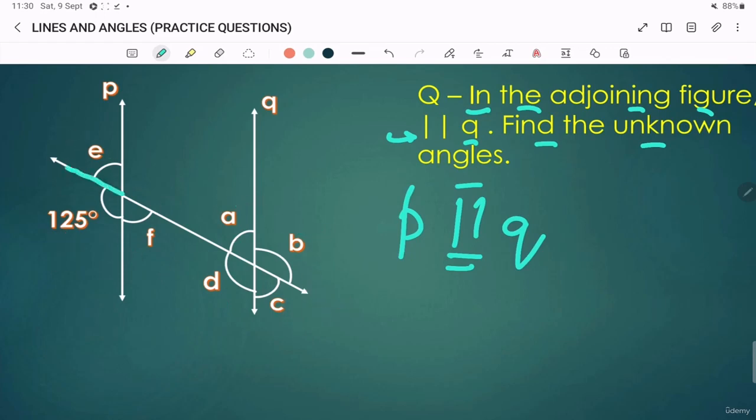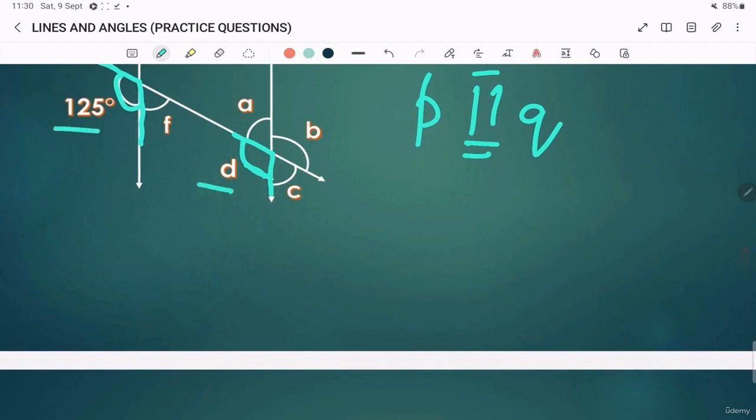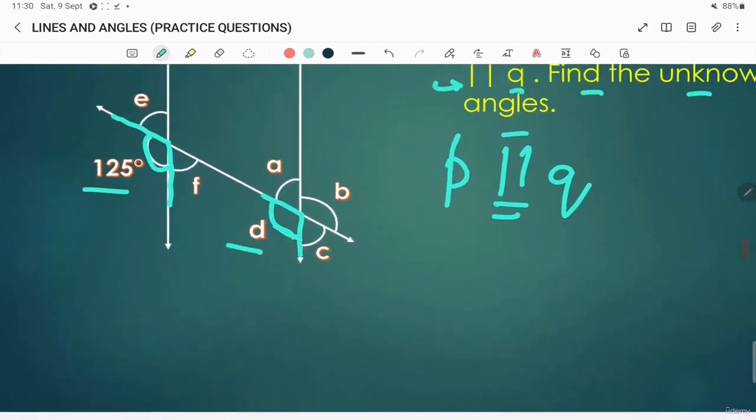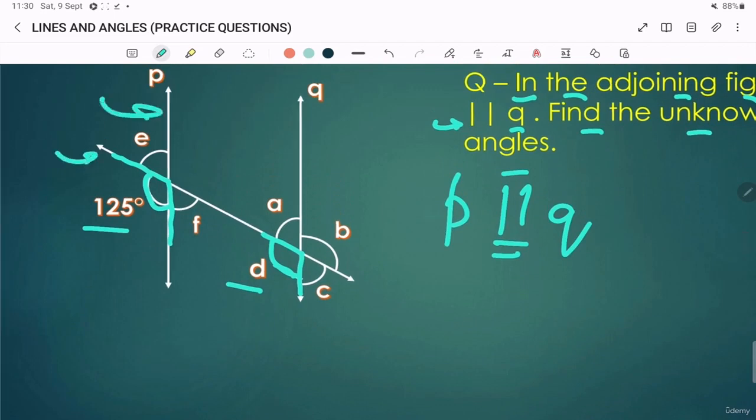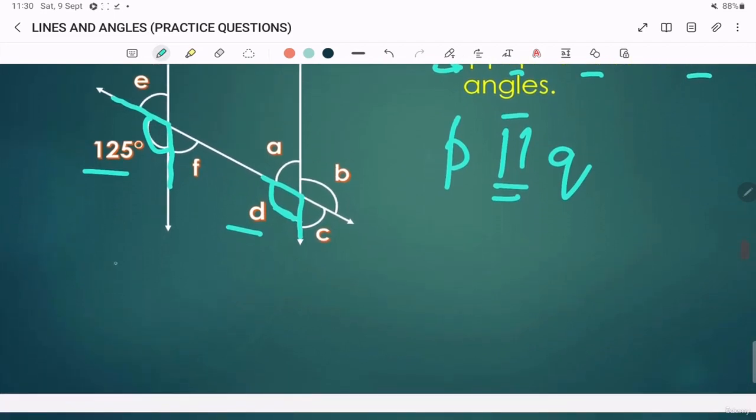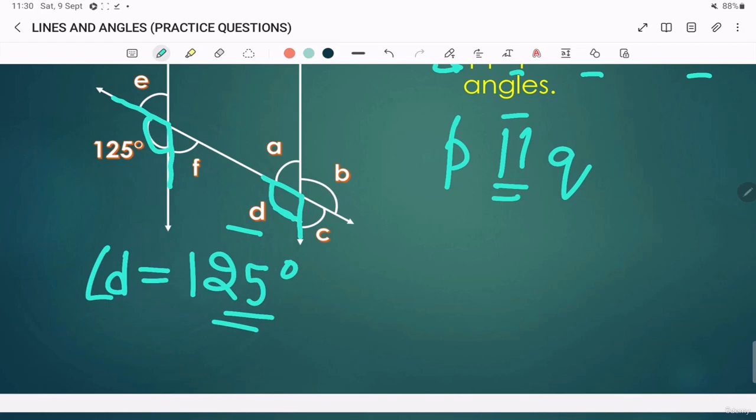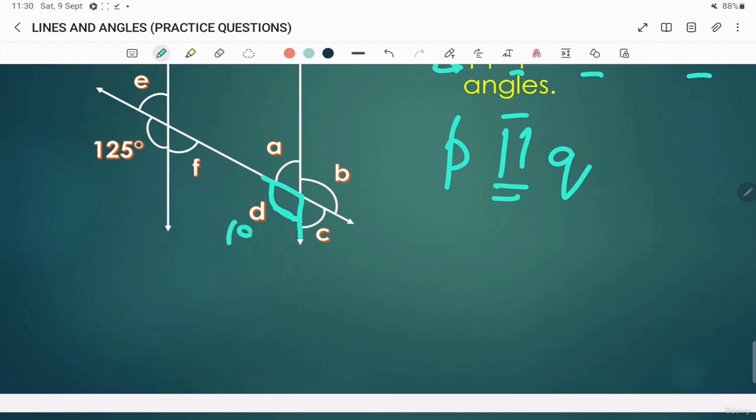First of all, this angle is 125 degrees and this angle D are corresponding angles. Now join them. You are getting something like this, a letter F. Therefore, these angles are corresponding angles. Angle D and angle 125 degrees are corresponding angles. Since we have two parallel lines and they have a transversal, therefore corresponding angles will be equal. Angle D will also be 125 degrees. So this angle D is also 125 degrees.